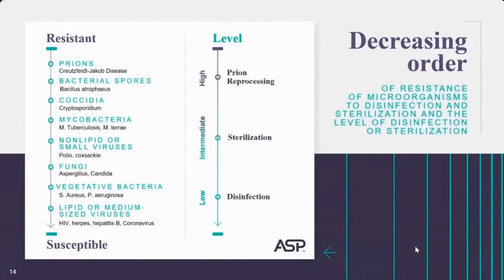Following up the scale of resistance are vegetative bacteria, such as Pseudomonas aeruginosa, fungi, such as Aspergillus, non-lipid or smallest viruses, such as polio, mycobacterium, we know it as TB, coccidia, or cryptosporidium, and bacterial spores. Bacillus atrophaeus is an example. Sterilization kills bacterial spores. High-level disinfection kills everything but some bacterial spores. At the very top, you'll see prions, the most resistant. Prions associated with Creutzfeldt-Jakob, or CJD, are complex and most difficult to kill.